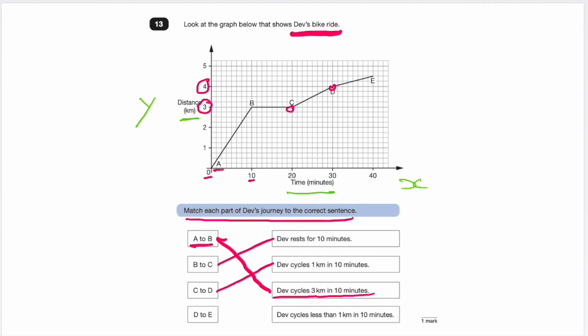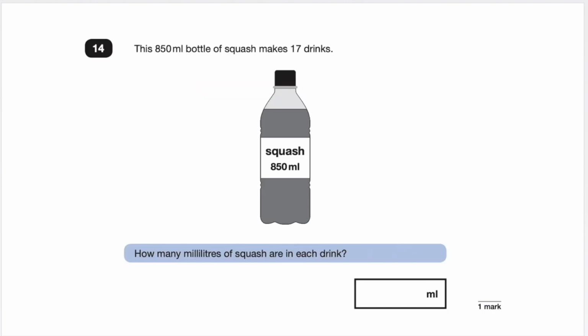And then the last one has to be this one at the bottom here, but let's just check it. It says D to E, Dev cycles less than 1 kilometer in 10 minutes. Well, yes, we can see he doesn't quite get to the 5 kilometer mark here. He's a bit short, so that would be right. Cool, 1 mark. Question 14 says, this 850 milliliter bottle of squash makes 17 drinks. And then our question is, how many milliliters of squash are in each drink?